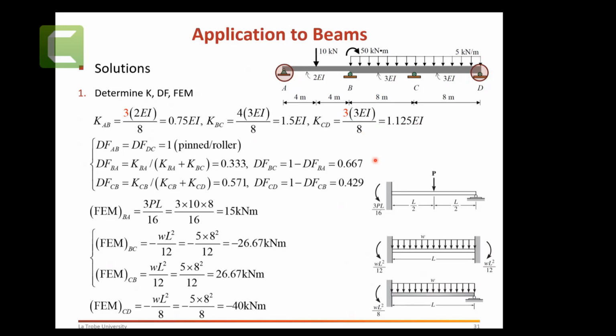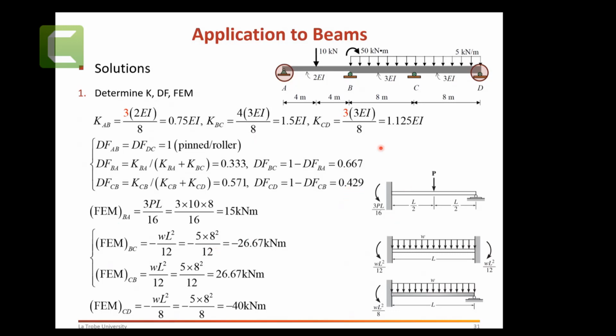So that's here. Distribution factors, as you know, pin and rollers have a distribution factor of 1. If it is fixed supports, you have distribution factor of 0. So straight away you put AB and DC equal to 1. Distribution factor for BA is stiffness of BA over the sum of this one. So you can just substitute these values, you will get 0.33 and 1 minus this one. As you know, at point B, it is 1, so you can just straight away subtract that. CB, here CB to CD, stiffness divided by total stiffness, and again it's the sum of this one.